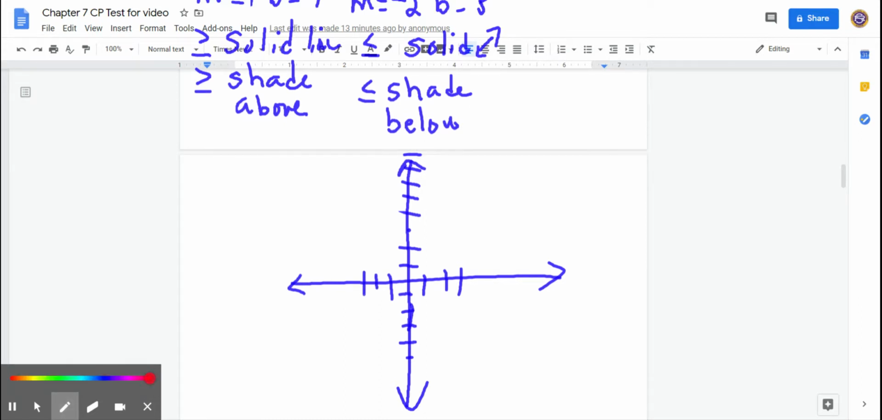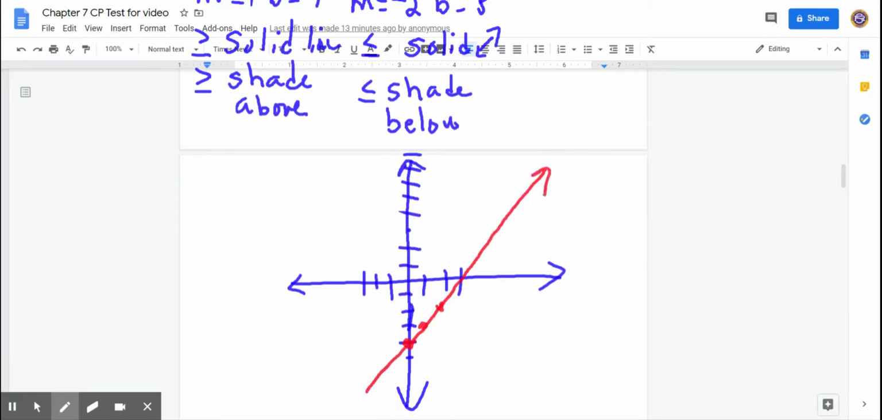So the first one is negative 4. So 1, 2, 3, 4 down on the y-axis. And the slope is 1. So up 1 over 1, up 1 over 1, etc. Solid line. And it was shade above. So remember, where does y get bigger as it moves up the axis? So you're going to shade on top of that line, or moving up.